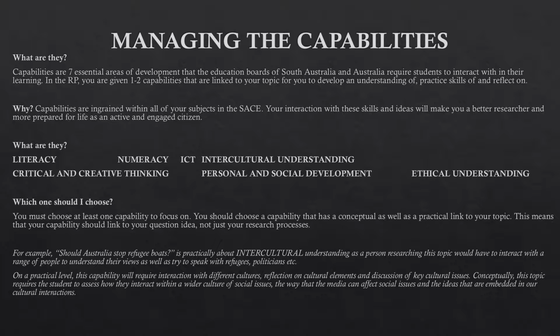So what are the 7? We have literacy, numeracy, and ICT, which means information communication technology. We have intercultural understanding, ethical understanding, personal and social development, and critical and creative thinking. So they're the exact same that you did in PLP. You should be working through the activities in this booklet today to choose one that you would like to focus on for your research project.